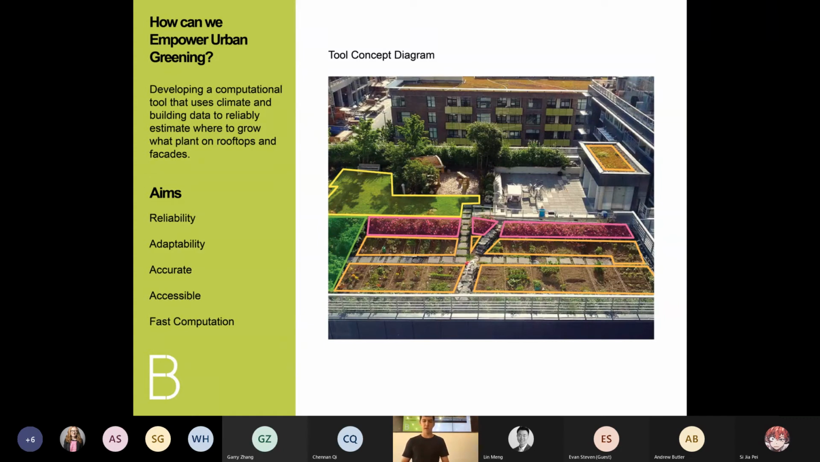Currently, we leave the design of urban green spaces to landscapers. They decide what to plant where based on knowledge and intuition. But the urban environment is very complex, and the success of a plant is based on how the climate interacts with structure. Luckily, we as designers have access to a range of climate and building data that I aim to develop into a tool that more reliably estimates what plants should grow where on the rooftops and the facades of an urban site. The aim is to make this a robust and fast tool that is accessible to designers in the AEC industry.